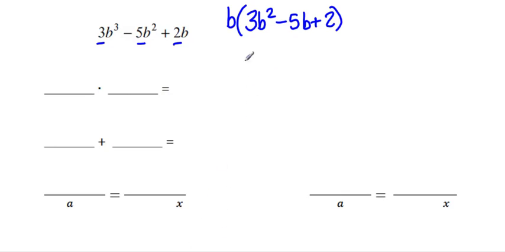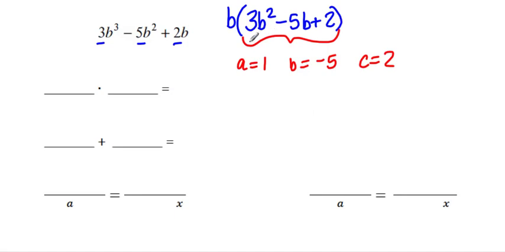Now you need to factor the trinomial. So I'm not going to look at the b for right now. I'm just going to look at this piece. So when I factor that, my a is 1, my b is -5, and my c is 2.